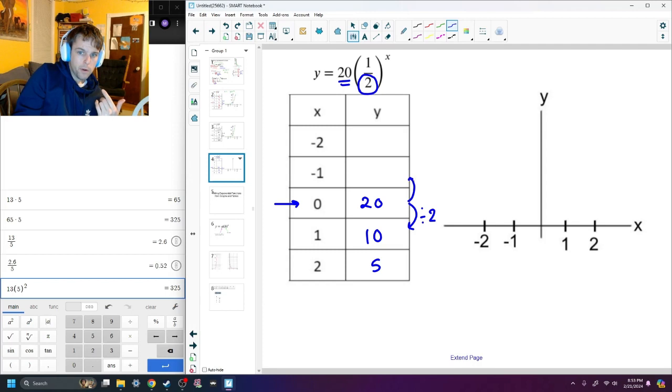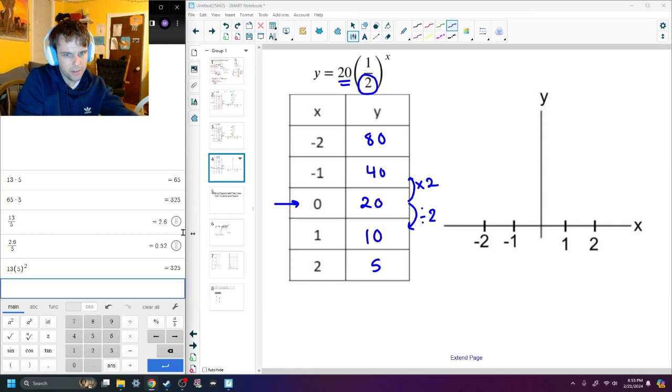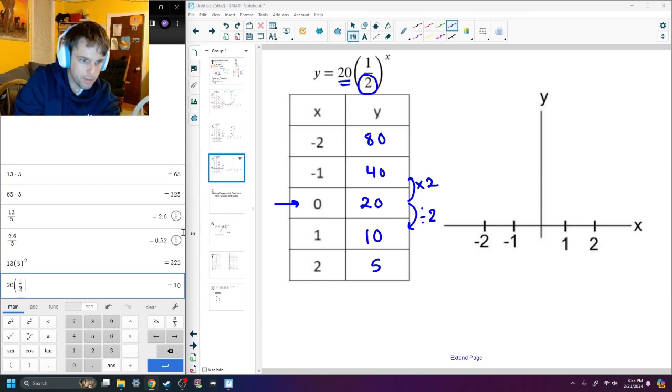And then to go backwards, right, we would do the opposite of that. We'd multiply by 2. So 20 times 2 is 40. 40 times 2 is 80. And again, just a quick confirmation here. I'll just show that it works for that top value there. So times 1/2 to the negative 2 power, right? So when I plug in negative 2, yep, I got 80. Hopefully that's convincing enough to know that it works for the rest of these here.